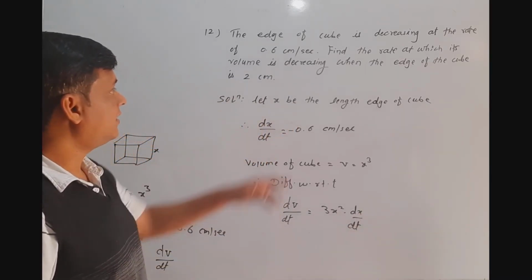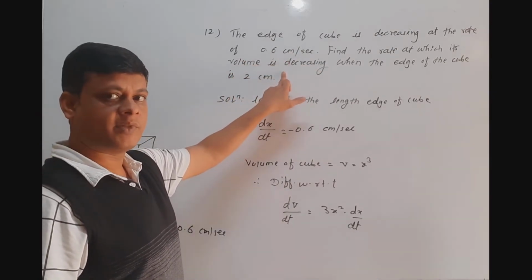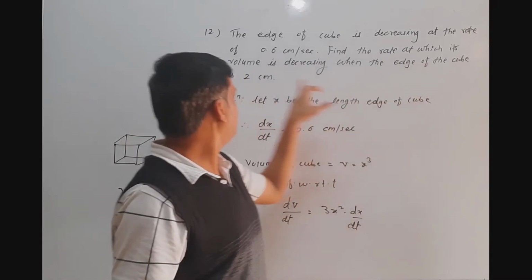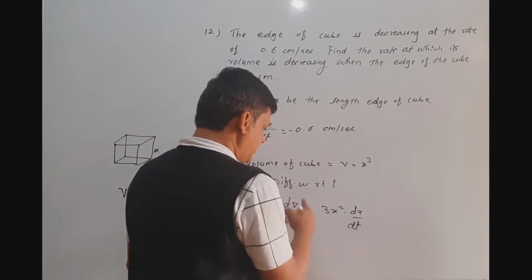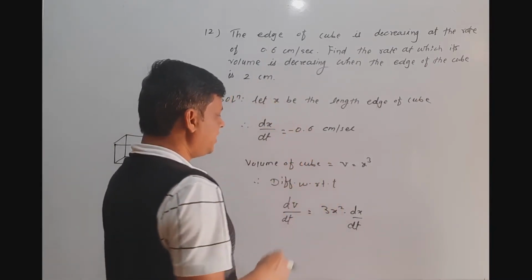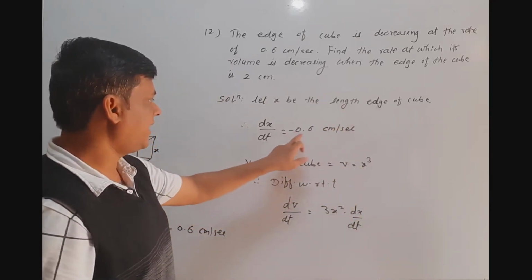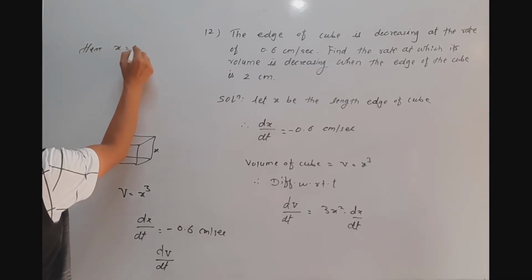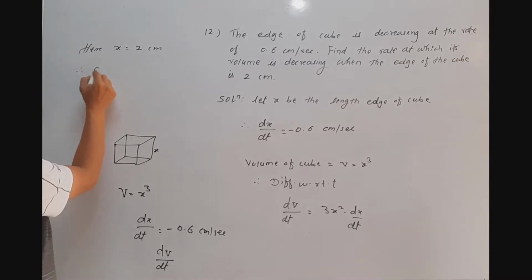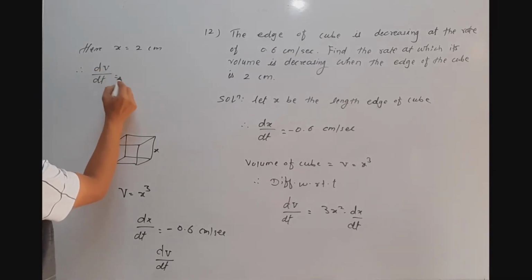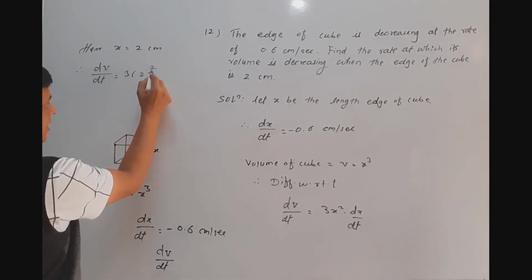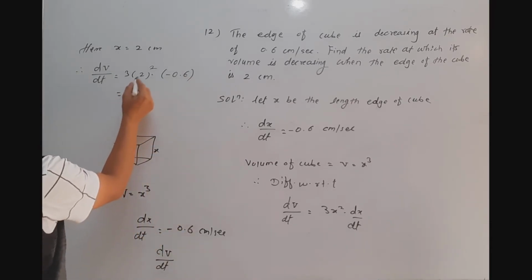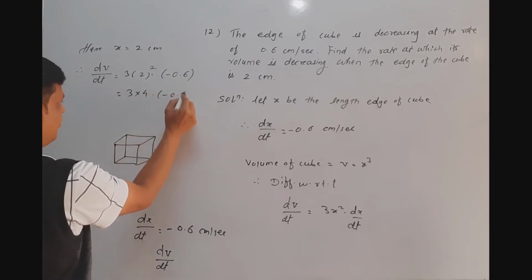Now we have to find the rate at which volume is decreasing, that means the rate of change of volume when the edge of the cube is 2 centimeter. That means we have to find this dV by dt when x is equal to 2 centimeter and dx by dt equals minus 0.6. So we write here x is equal to 2 centimeter. Therefore dV by dt is equal to 3 into 2 square into dx by dt. We write minus 0.6.